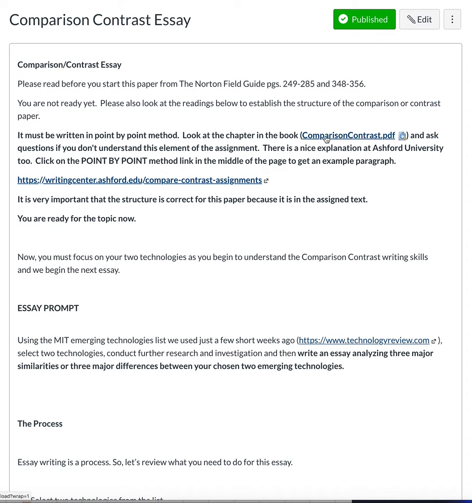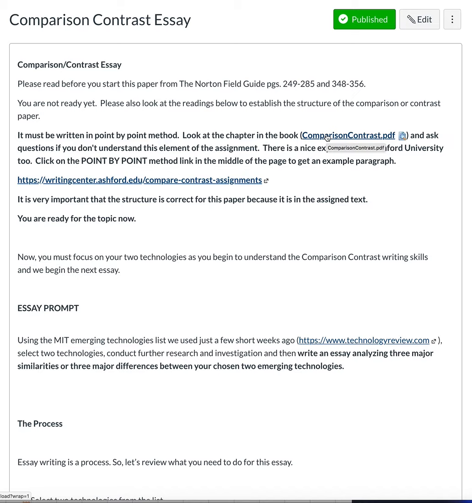Along with this is a PDF version from a Bridge textbook that I've been working out of. It is more structural in the way you will put together your point-by-point comparison. It tells you each topic sentence needs to have both, in this case, technologies referred to, and whether there is a similarity being expressed in this paragraph or a contrast being expressed in this paragraph.